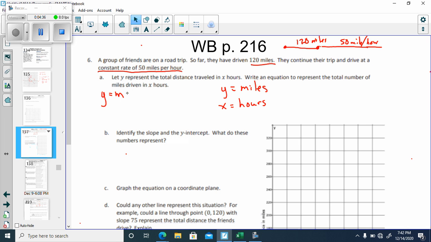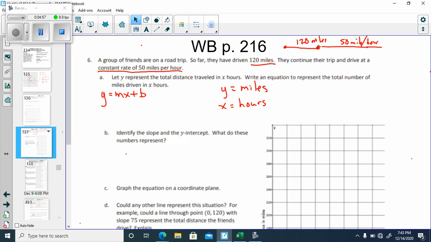Y is equal to mx plus b. So start with our version of a linear equation. It's the slope-intercept form of it. Start with that. And we keep our x and the y because they're our variables. And we're going to plug in the m and the b. Now remember, the b is our starting point.